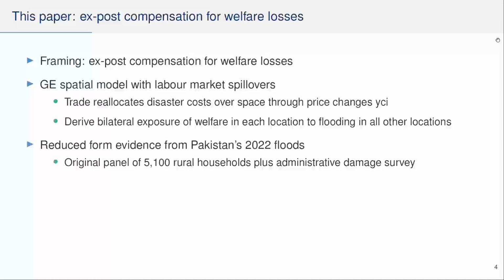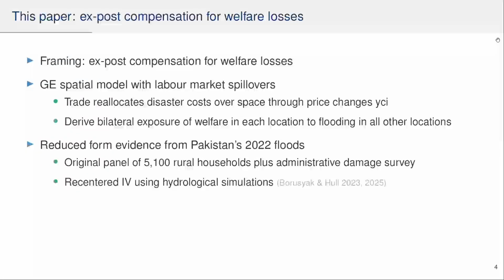So to do that, we're going to combine geolocated panel data on 5,100 rural poor households. We randomly sampled these households from a baseline survey 5 years before the floods. We're going to follow up with them 1 and 2 years after the floods. We're going to combine that with geolocated administrative data on physical property damage. So we know the location of every destroyed house in Sindh. And then obviously to map where the flood was, we're going to use satellite data on flooding.